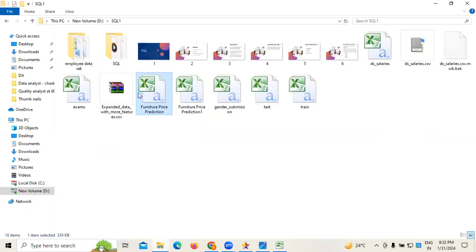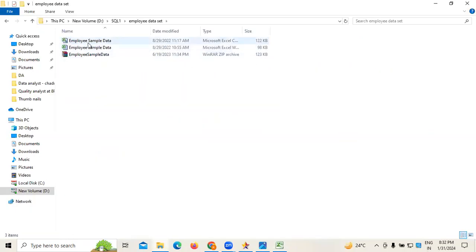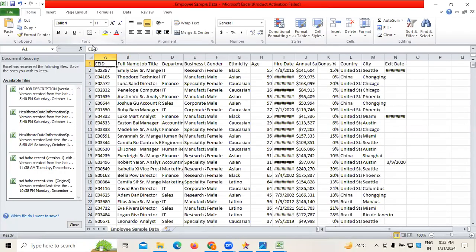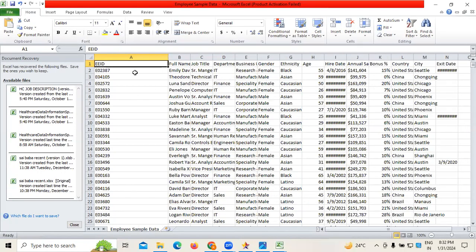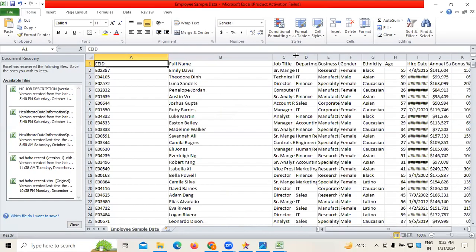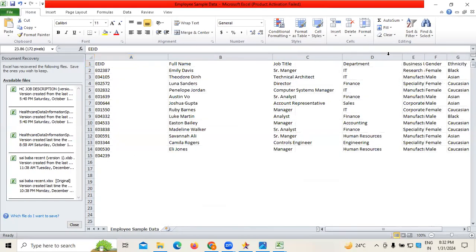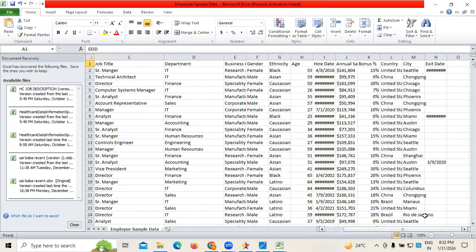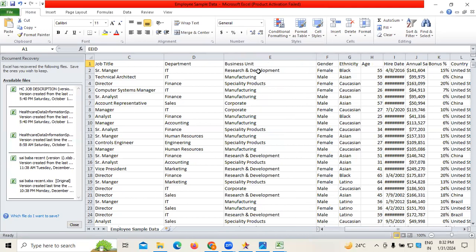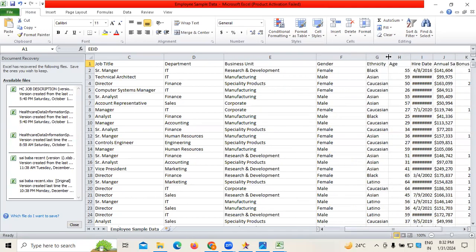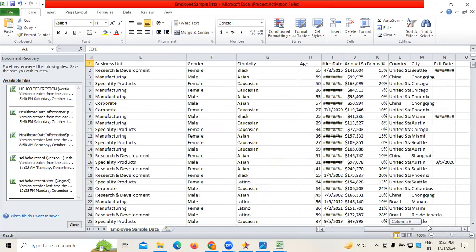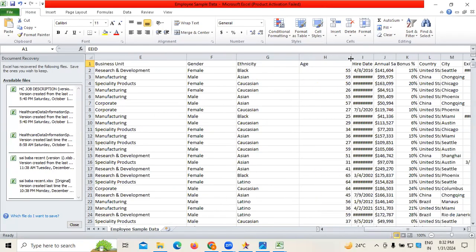At the same time, if you want to know about sample employee data, this is where we'll be mentioning the employee ID number, the name of the person, the title, and which department these people belong to. We must also know the specializations, gender, ethnicity, and their age.